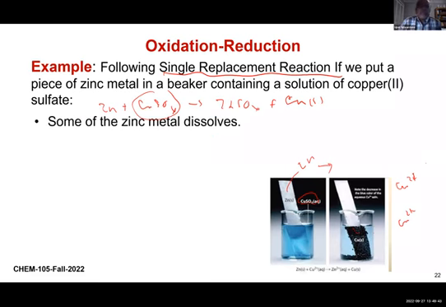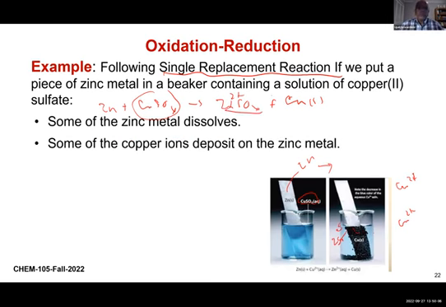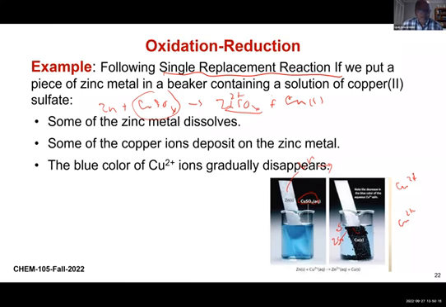In this reaction, the zinc is dissolved. As the copper is deposited, Zn2+ comes out and forms zinc sulfate. Some of the copper ions from the solution are deposited on the metal. This is an example of a redox reaction, single displacement.